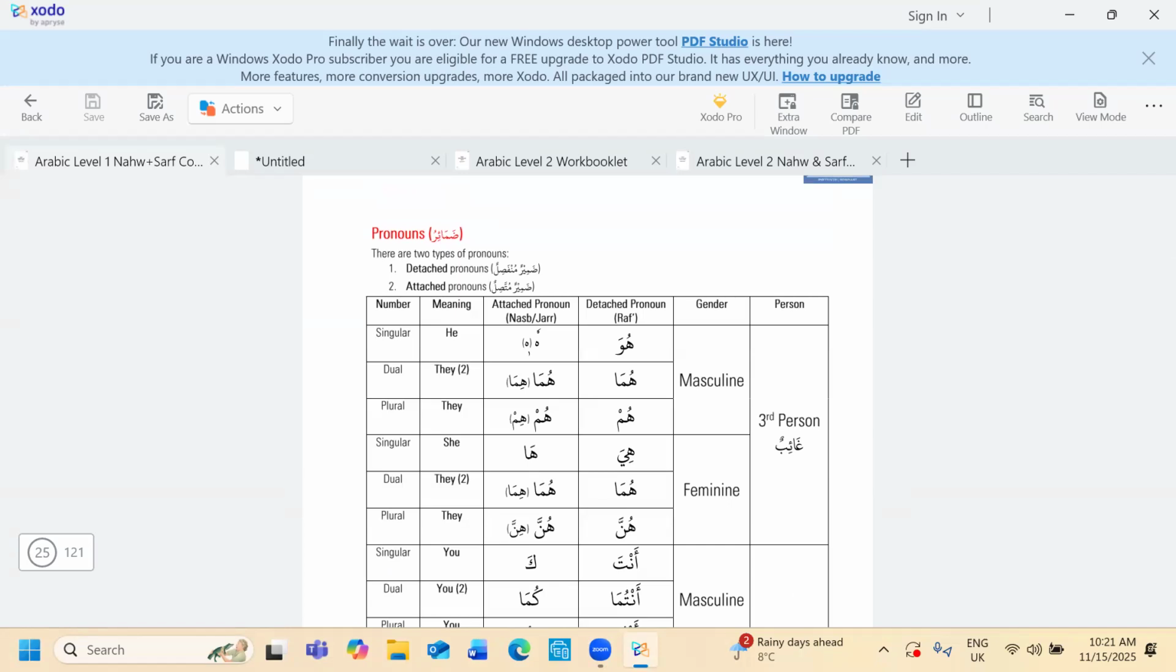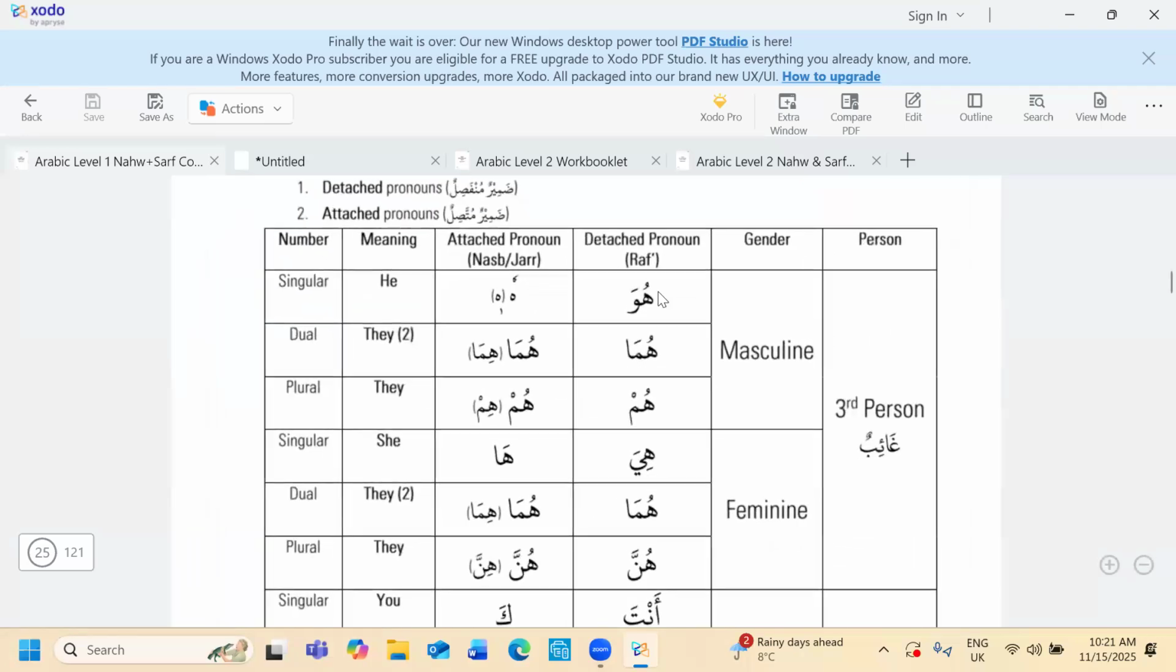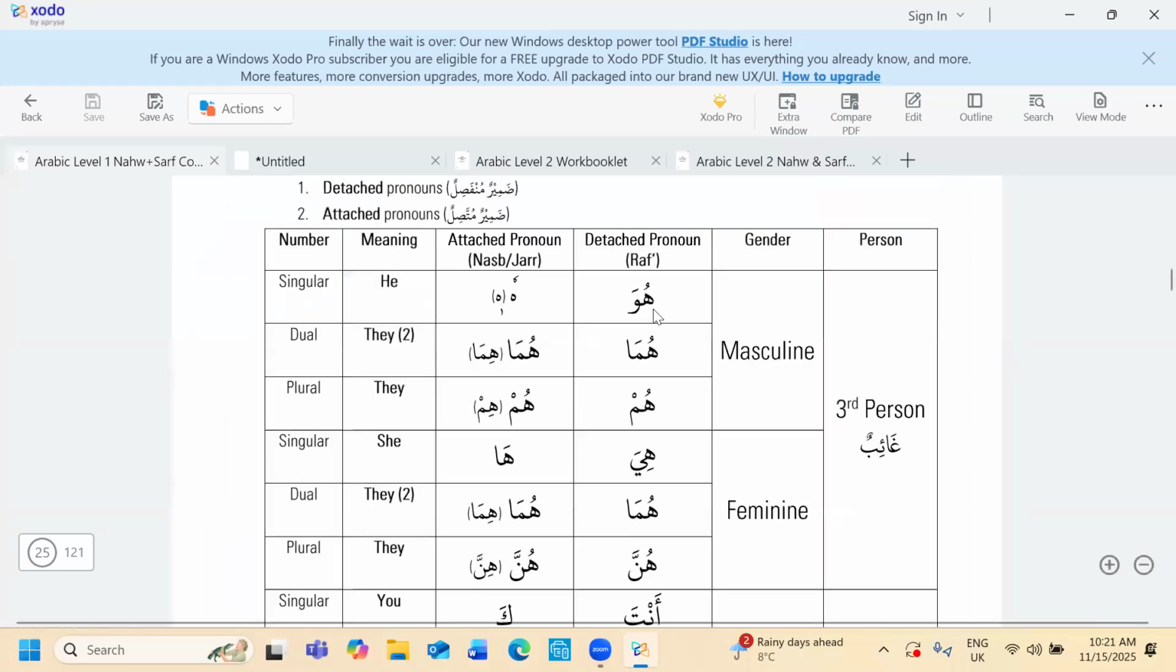Right. So now comes on to looking at each one. I want you to ignore what's in the bracket for the time being, and I'm going to go through that in a moment. What I want you to look at is just the huwa and the hu. So the detached pronoun is huwa, and the meaning of huwa is he.